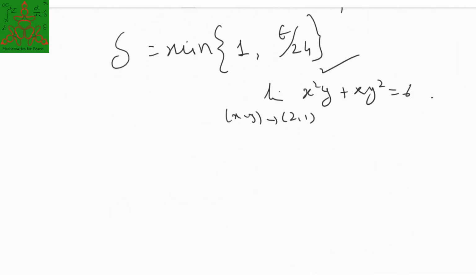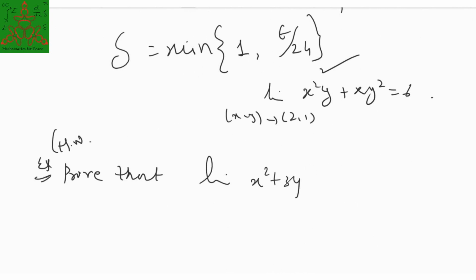Let's have another example. I am giving you this example as an exercise, homework: the limit of x square plus 3y is equal to 4 as xy tends to minus 1, 1. Try to do this example yourself.